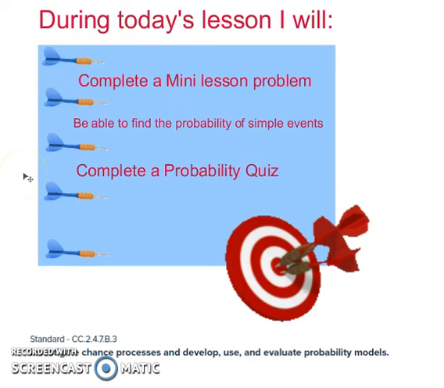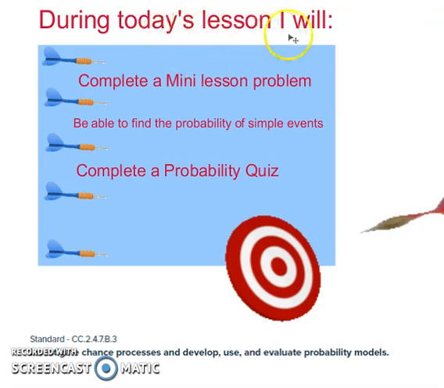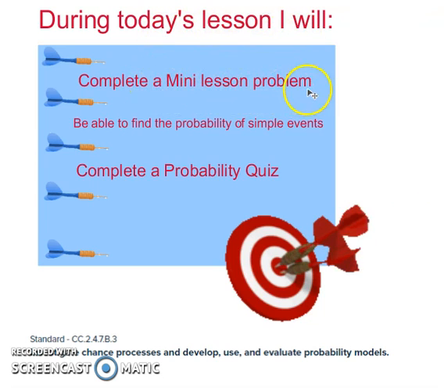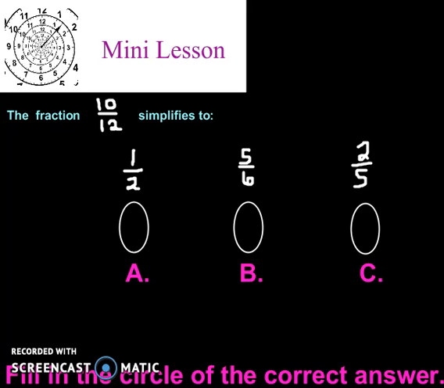So if you missed Tuesday's lesson, that means you weren't able to complete the little assignment that we needed to complete at the end that I need for some data. So I would love for you, please, to go through this lesson. I'm going to do it with you in about the same amount of time that it took my class when we did it live. During today's lesson, I will complete a mini lesson problem, be able to find the probability of simple events, and then complete a probability quiz just to kind of see what you learned from this lesson.